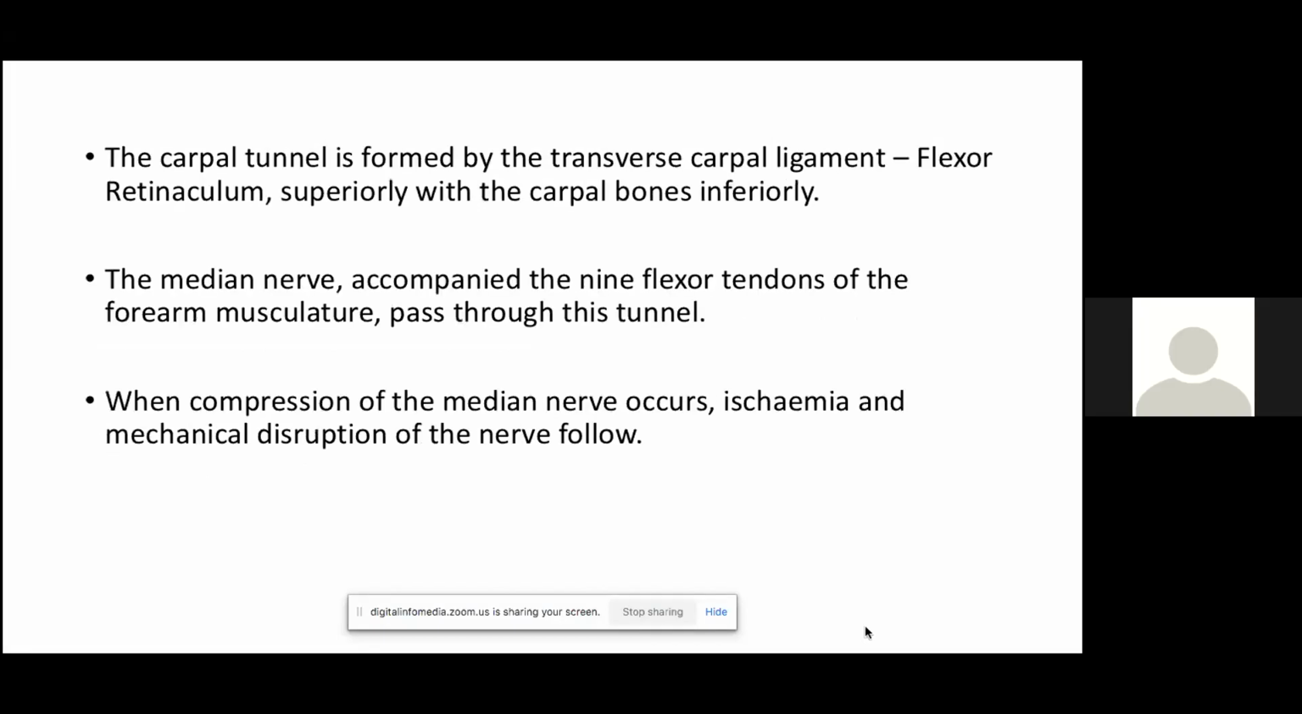The carpal tunnel is formed by the transverse carpal ligament, the flexor retinaculum, superiorly, with the carpal bones inferiorly. The median nerve, accompanied by the 9 flexor tendons of the forearm musculature, passes through this tunnel. When compression of the median nerve occurs, ischemia and mechanical disruption of the nerve follow.